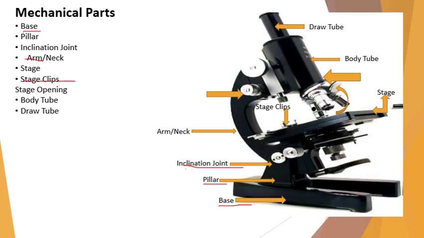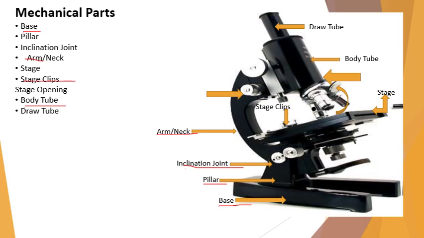So the next is the arm or neck. Here we have an arm or neck. This is the curved part which is held while carrying the microscope. So by using the arm, we carry the microscope from place to place. By using this arm, one can grip the microscope by hand.